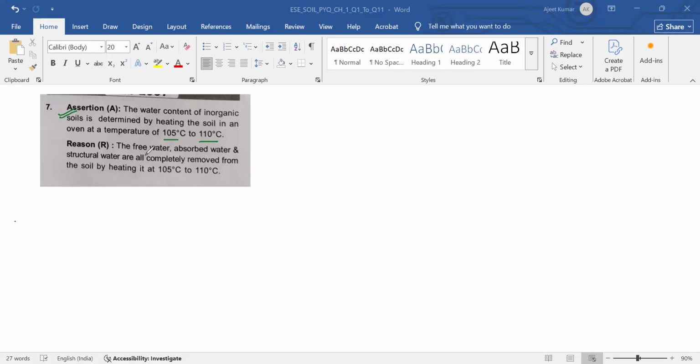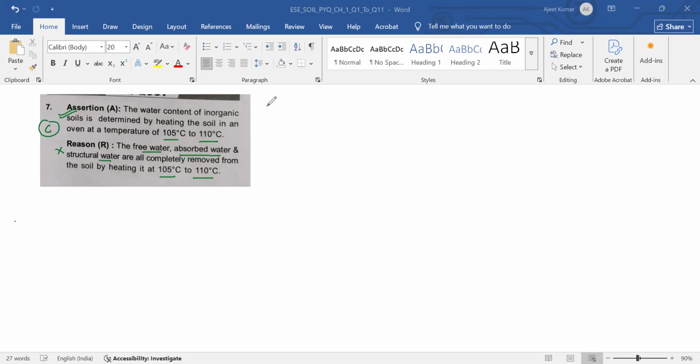No, only free water and adsorbed water is removed at 105 degrees Celsius to 110 degrees Celsius. But the structural water will not be removed at this temperature. For removing structural water, we have to increase the temperature to more than 400 degrees Celsius. So the reason is incorrect and the assertion is correct. The answer will be C for this question: assertion is correct, whereas reason is incorrect.